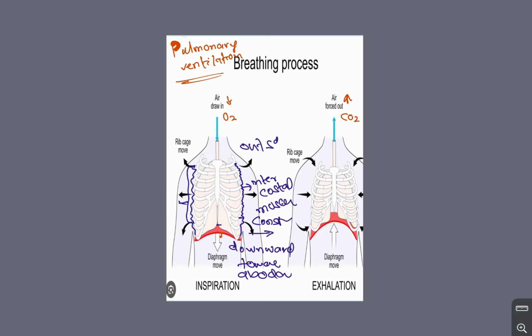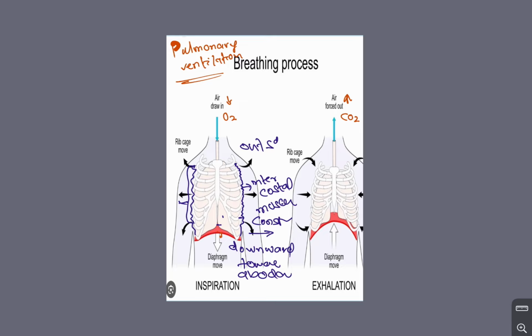Okay, outside. So what happened? There is more space. They are opening and creating more space inside the lungs. So when there is more space inside the lungs, we know that the air pressure decreases. Why? Because when there is more space, the air pressure outside in the atmosphere is higher, and the pressure inside that organ is less.